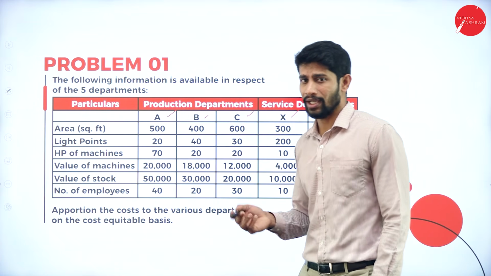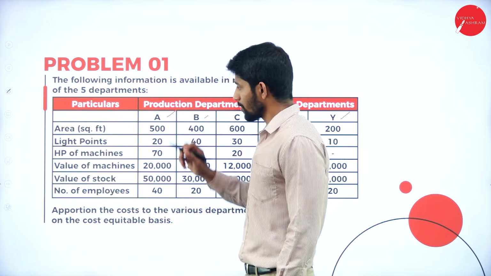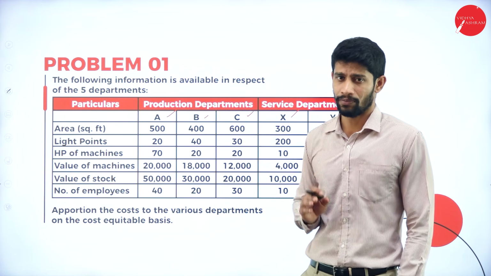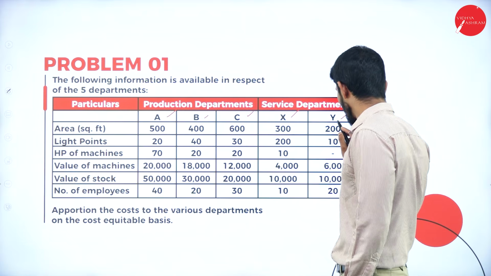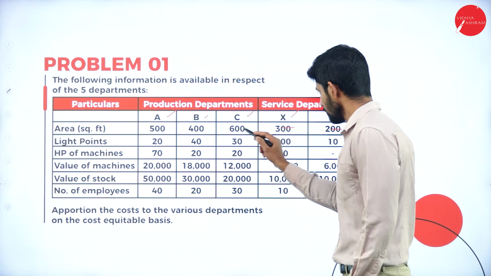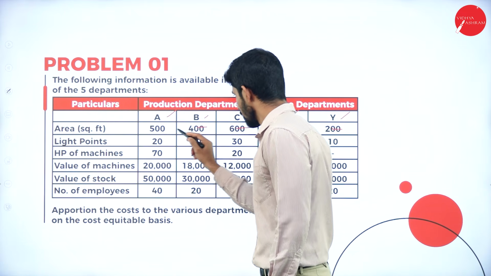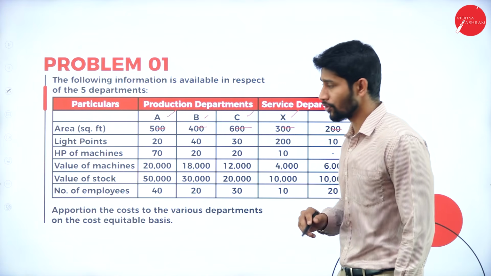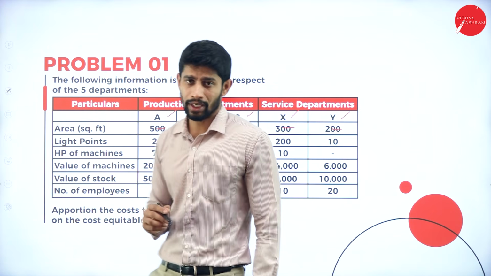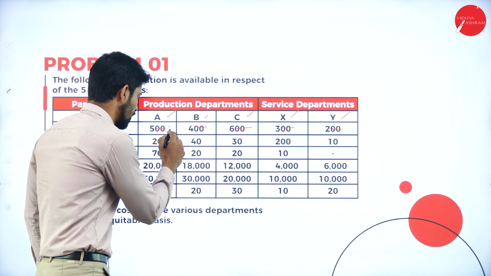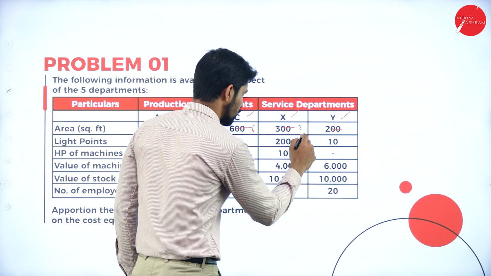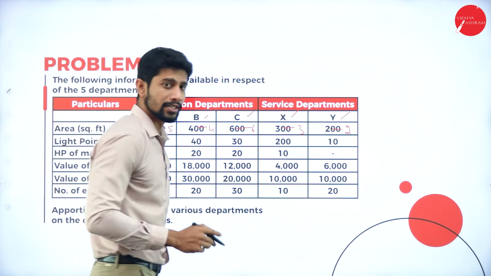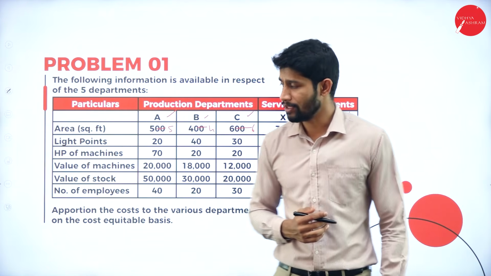So for area, here you are supposed to find out the ratio. Here all have double zeros, so cancel the double zeros. Now what is the ratio you got? It is 5:4:6:3:2. That is the ratio of the different departments.